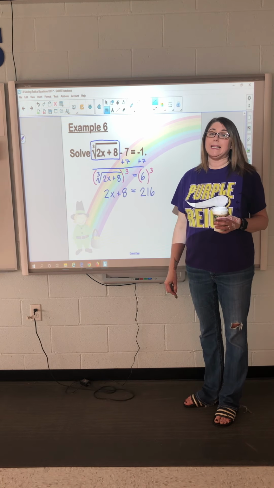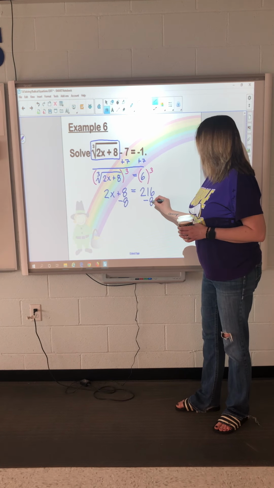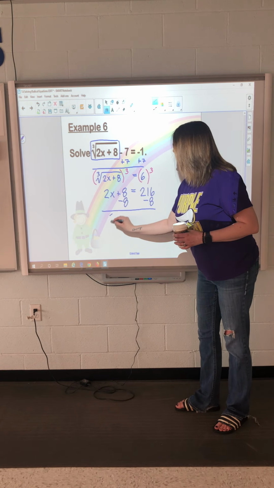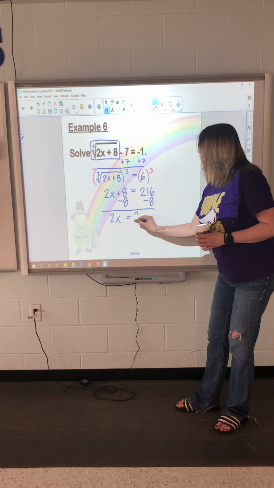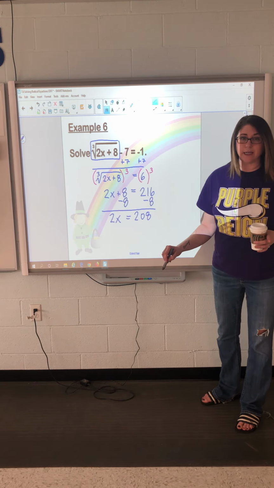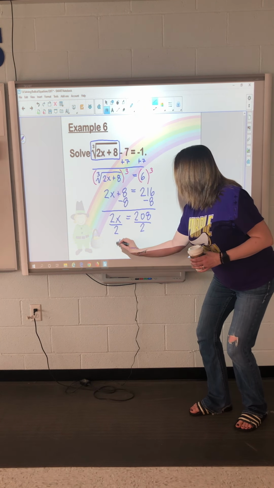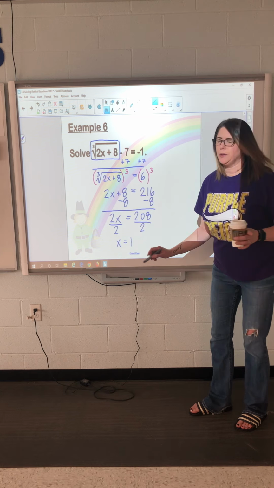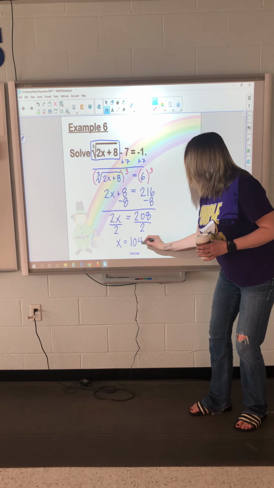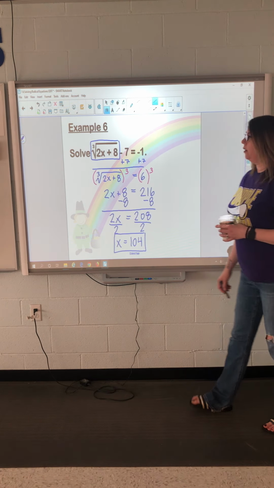Now we have a pretty easy linear equation, so we're going to subtract both sides by 8. So we have 2x equals 208. And then lastly, I see multiplication, so I'm going to divide both sides by 2. And 2 goes into 208, 104 times. And there's our answer for example 6.